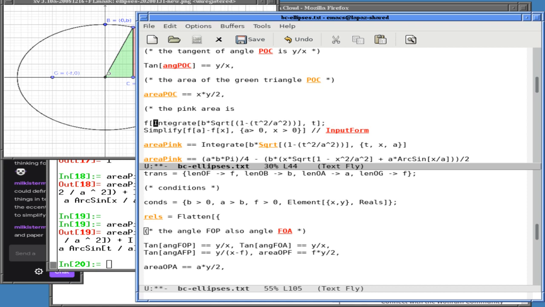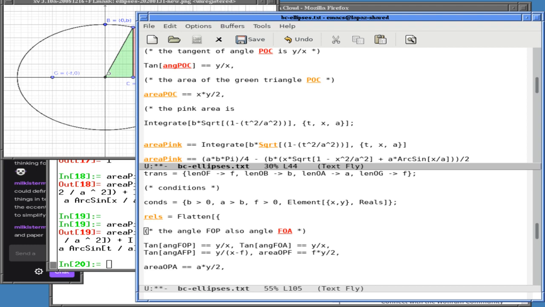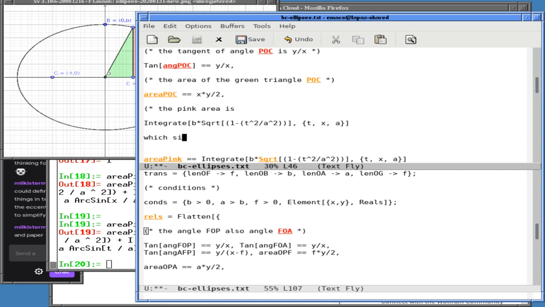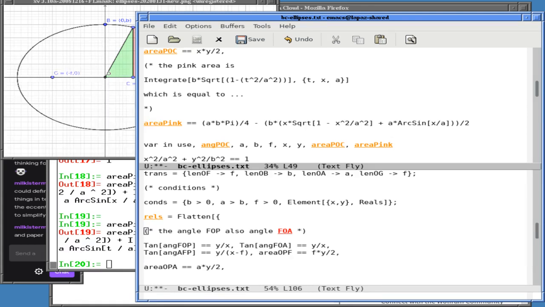I'm going to cheat now. T goes from x to a. I've got to be careful here. We're already inside of code, so I can't double quote something. Which simplifies to, which is equivalent to, there we go: area pink equals, and then we have that sucker. Okay.